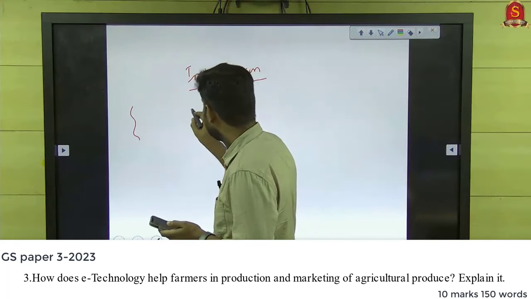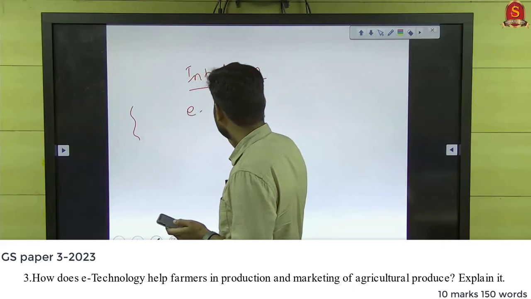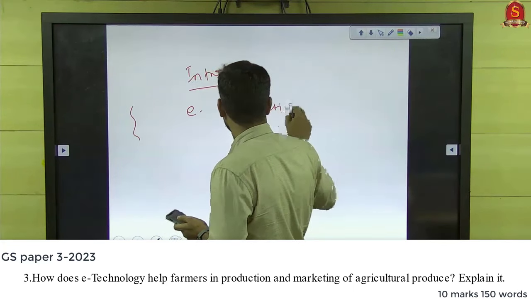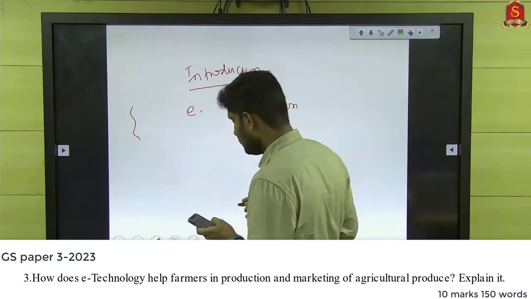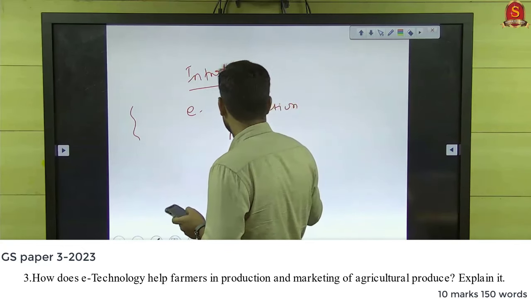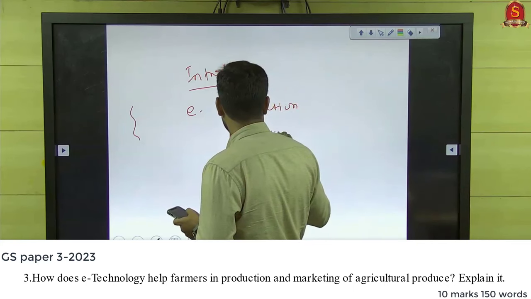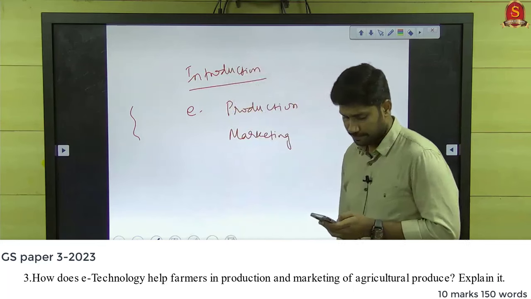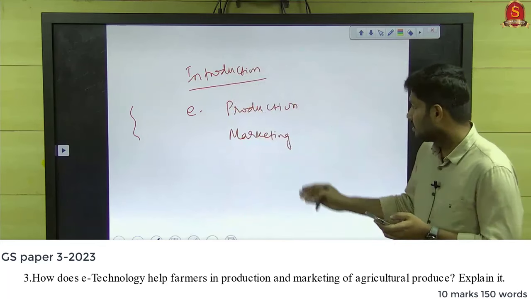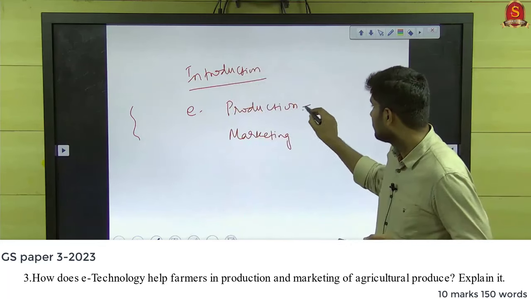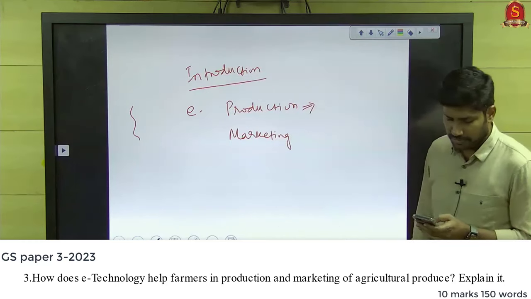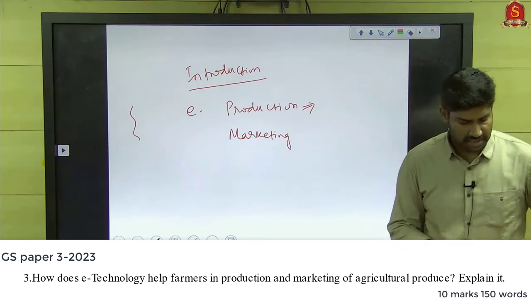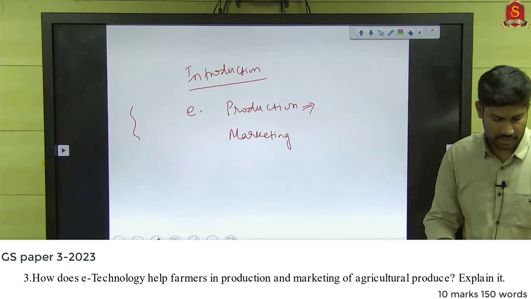So what are the e-technology sources available for increasing the production? Then the second part of the question, marketing. So what are the tools, the e-technology options available for promoting marketing? So we can give some specific examples in this question. So for increasing production, some of the initiatives taken by the government.